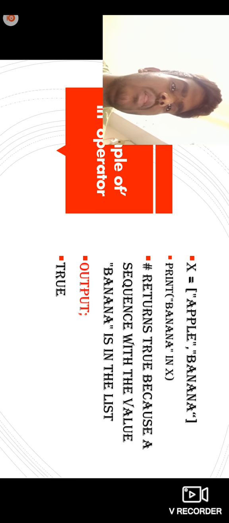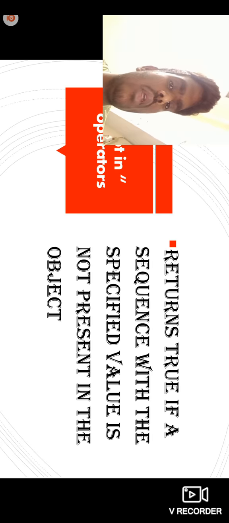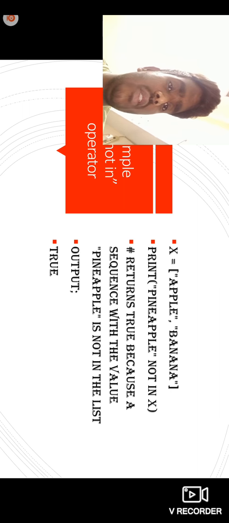If you see the example, I took a list called X, apple and banana, and I print banana in X. So we are using the in operator here. It prints true because the banana is there in that list. The next is the not in operator. It is the reverse of the in operator. So if X is equal to apple and banana, and I print pineapple not in X, yes, it is true, but it returns false because it is the not in operator.